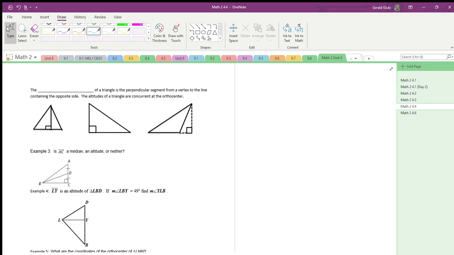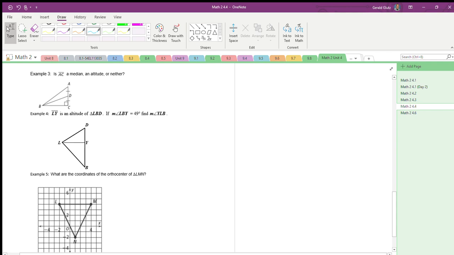Now on to the next page. So the blank of a triangle is the perpendicular segment from the vertex to the blah, blah, blah. So this is an altitude. So another word for altitude is height. So altitude would be this length, could be this length, this length. So it's basically just asking for the height or telling you to find the height.